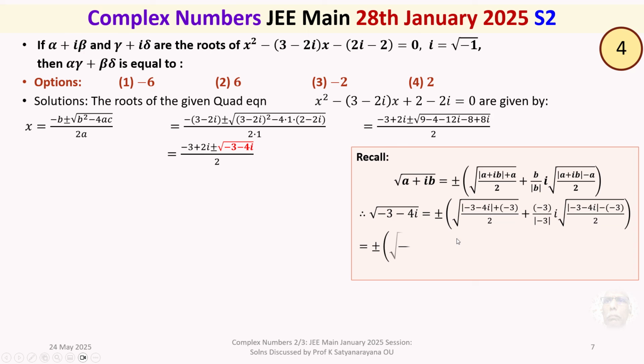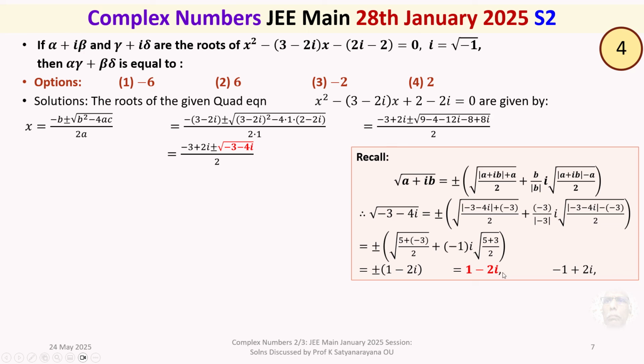This is equal to plus or minus of the square root of (modulus of minus 3 minus 4i, which is 5, under the square root of 25 is 5, so 5 minus 3) by 2, minus 1 times i times the square root of (5 plus 3) by 2. And this is plus or minus (1 minus 2i). One root is 1 minus 2i and the other root is minus 1 plus 2i.